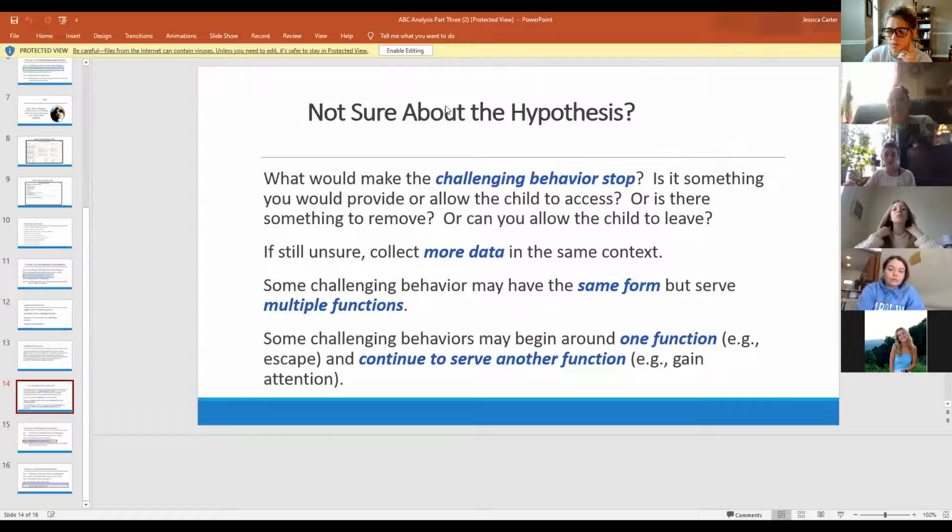If you need to think a little more deeply about hypothesis statements, you might think in terms of what would make this challenging behavior stop. That might help you unpack what the function is here. Data collection: if you don't know, after one round of ABC or this other type of logging, collect more data.